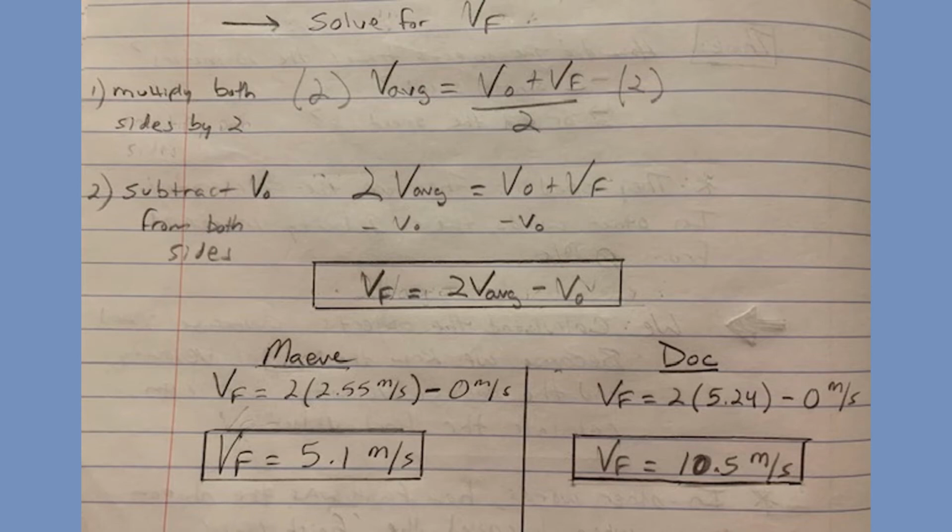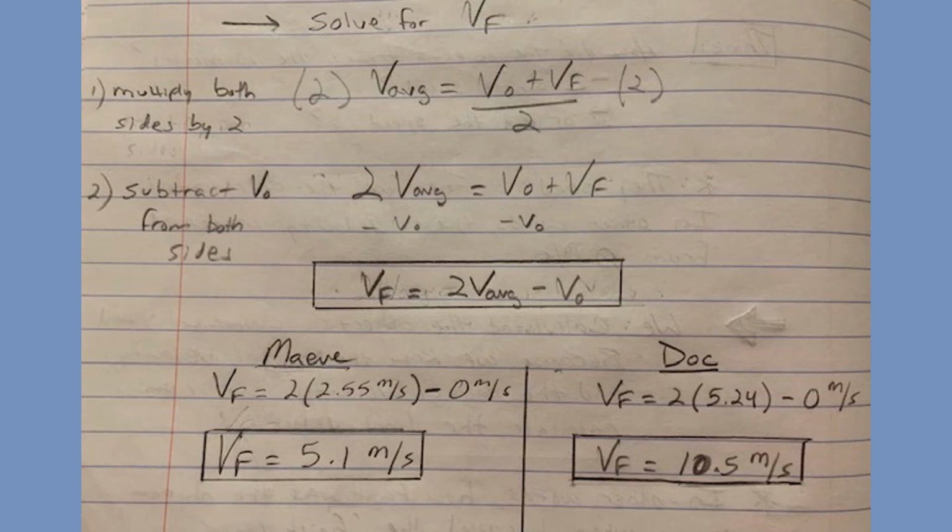Now we can just subtract velocity initial from both sides. And in the box there, you're going to see the equation that we can use for both of these test subjects to find the final velocity. Final velocity, v sub f, is equal to 2 times the average velocity minus the initial velocity. And for us, that's convenient because the initial velocity is actually 0 meters per second.